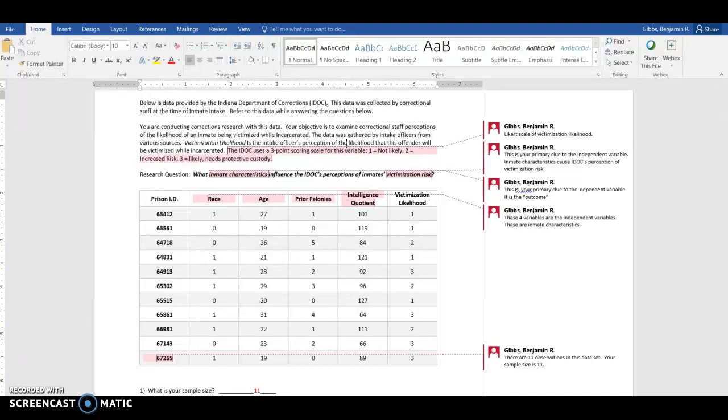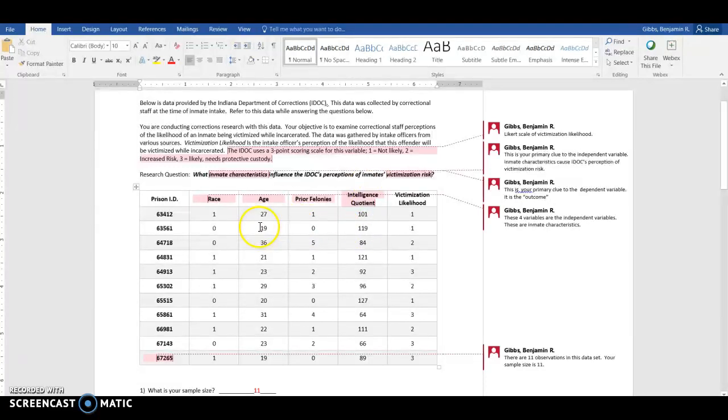So that gives us a hint to the dependent variable, as does, of course, the research question. What inmate characteristics influence the Indiana Department of Corrections perception of inmates' victimization risk? So we know here by this statement and what we've covered previously with the last assignment that victimization risk, or victimization likelihood, is in fact the dependent variable. Also, we have here an explanation of the scoring on that particular variable, the victimization likelihood: 1 being not likely, 2 being an increased risk, and 3 likely needs protective custody.